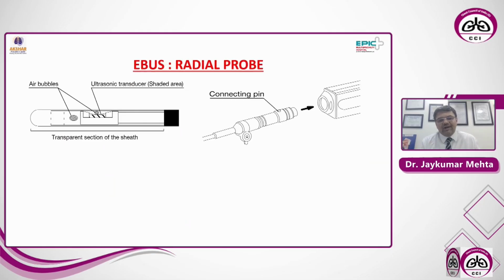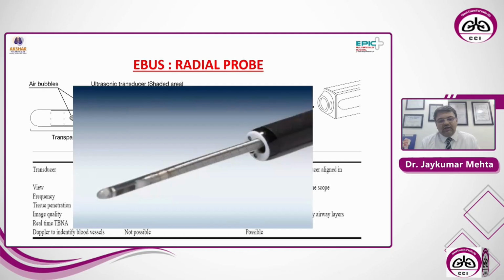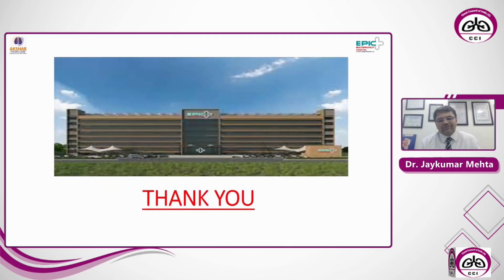A final word about radial probe, which is basically a probe which has a dedicated ultrasound transducer, or called a driver probe unit. So there is a rotating mechanical transducer which has a 360-degree view to the long axis of scope, 20 megahertz. Tissue penetration is less, like 4 to 5 centimeters, but image quality is very good. But the only thing is we don't have a Doppler, and we don't have real time imaging, which we have in the linear EBUS. So this is a probe which goes through the scope channel.